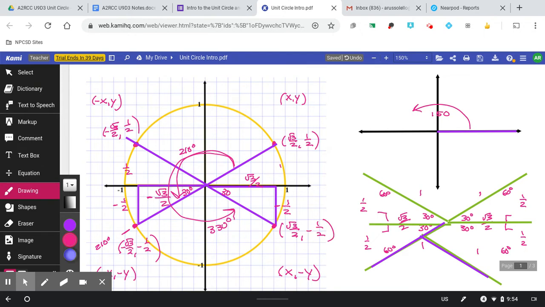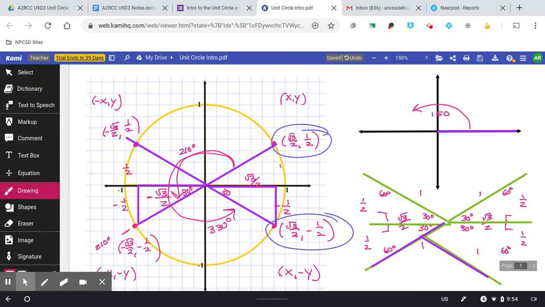If you look, all of these are the same coordinates besides the positives and negatives. So the way we're going to do this is first figure out what the reference angle is, drop that perpendicular, and figure out whether it's going to be a 30, 60, 90 or a 45, 45, 90. There are only two choices. Then we figure out what the coordinate is from there.